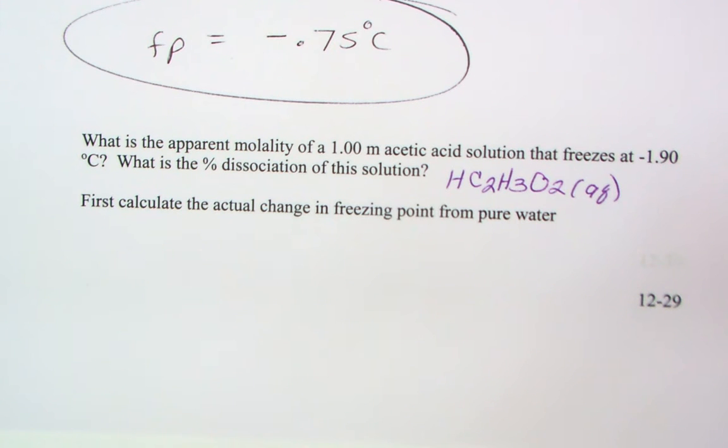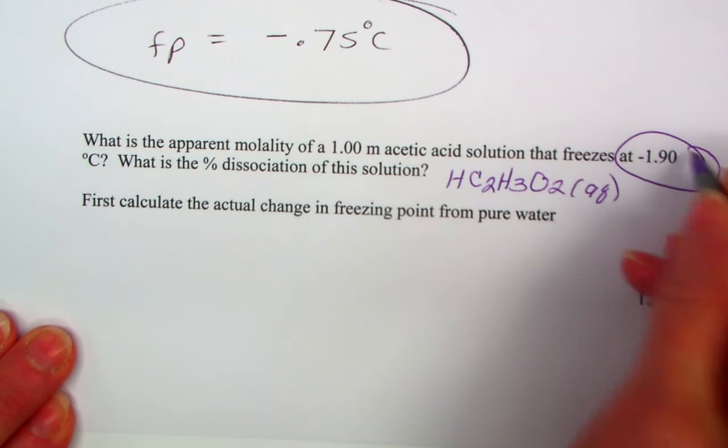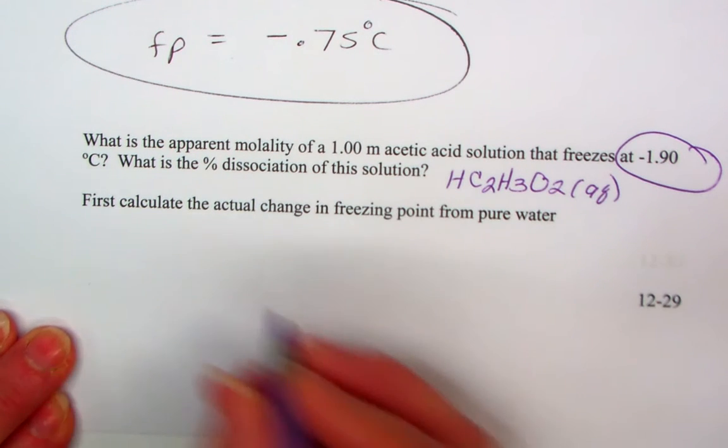So when we're dealing with something like a weak acid, we can actually use the freezing point depression or boiling point elevation or any other colligative property to figure out how much it dissociates. So first, we're going to calculate the actual change in freezing point. We know that this is an aqueous solution, and we know the freezing temperature is negative 1.90 degrees.